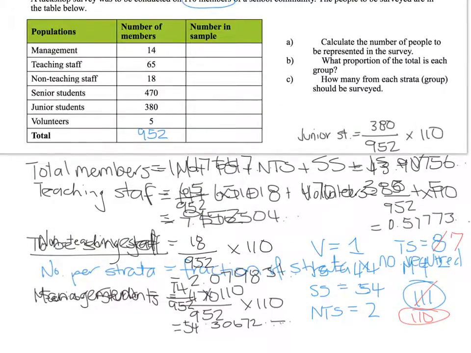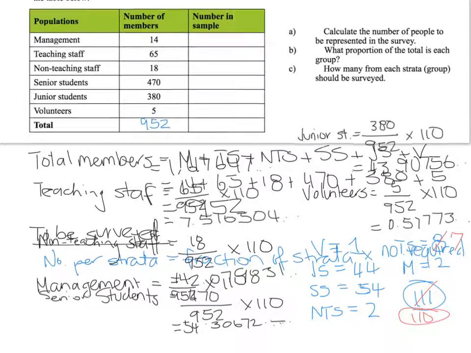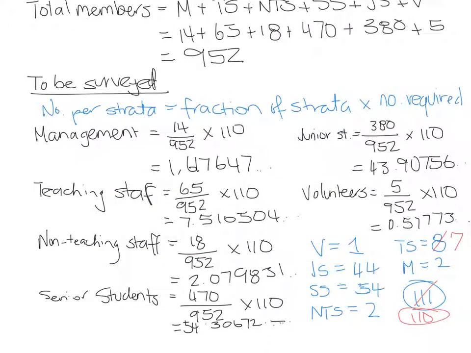And then it asks how many from each strata or group should be surveyed. So that would be our answers down here. This is how many. And we just do that double check of adding them up to make sure we actually end up with the number that we want, because we often have to round.